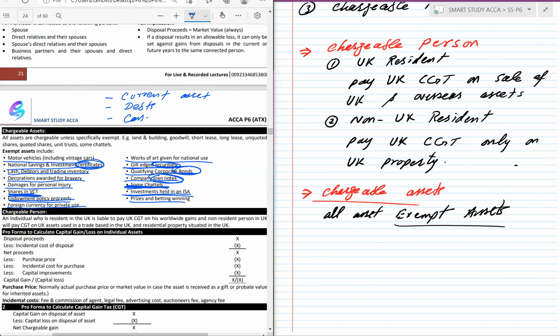Others are also important, but these three, four assets are very, very important. So you should at least remember these four types of exempt assets. So this is basically the list of exempt assets. All other assets are called chargeable assets. For example, land and building, goodwill, short lease, long-term lease, unquoted shares, quoted shares, unit trusts, chattels. So we will discuss all of them later on in this chapter. These are all chargeable.